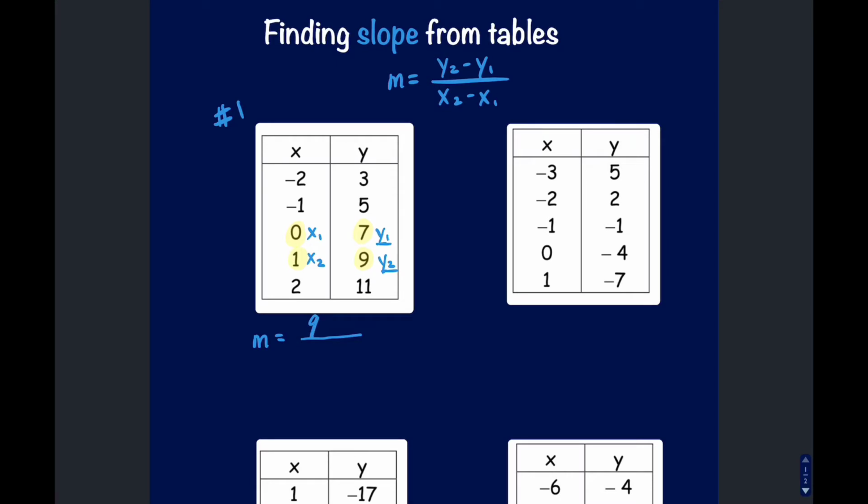y1 is 7, so on top we're going to have 9 minus 7. On the bottom, as you can see up here, we have x2 minus x1, so I'm going to use x2, which my selected value for that is 1, and then minus 0. And then when we subtract on top, we have 9 minus 7. That gives us a numerator of 2. And then on the bottom, 1 minus 0 is 1 for our denominator, which means if we simplify this, we have a slope of 2. And that would be our answer.